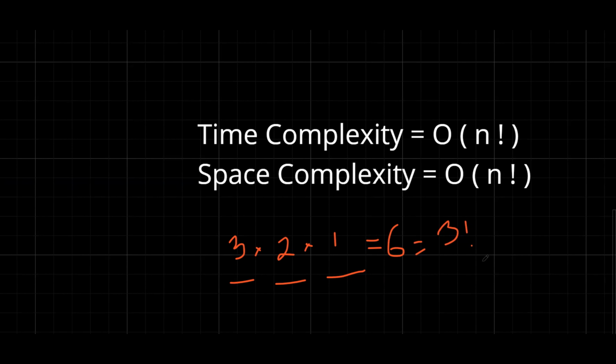And we can say that the space complexity of this program is also big O of n factorial because in the worst case, the size of our resulting vector can be equal to n factorial as well.